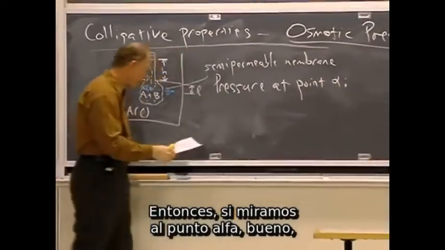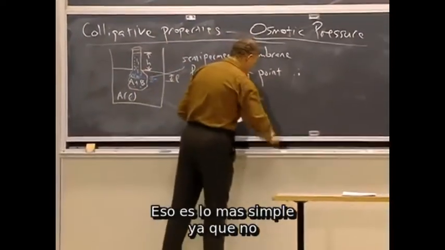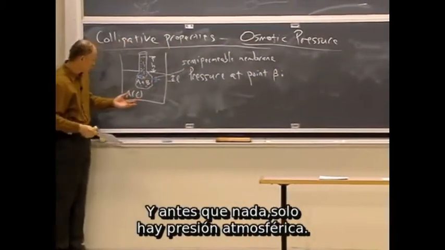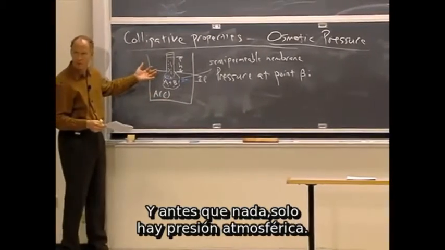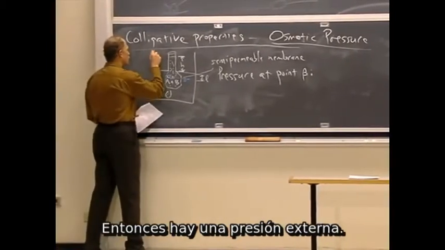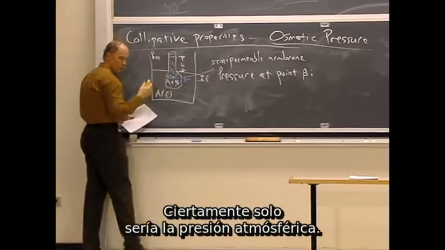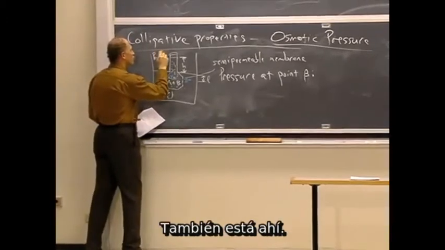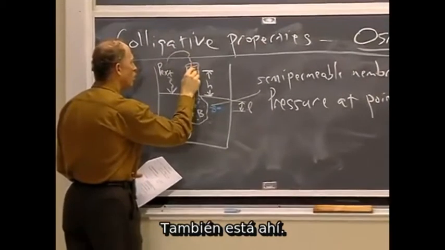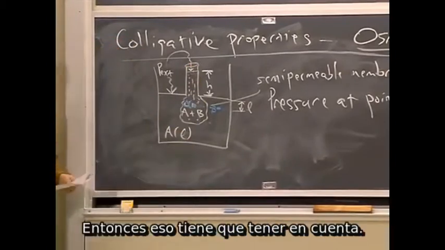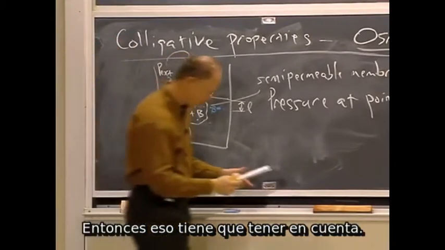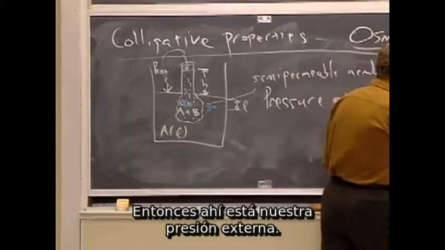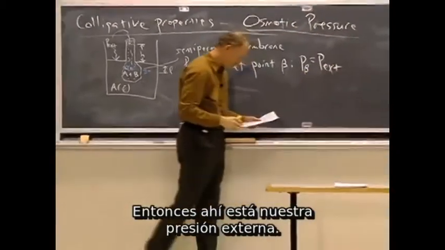If we look at point alpha, well, let's start at point beta. Actually, that's the simpler one since it doesn't have the additional liquid. And first of all, there's just atmospheric pressure, right? So there's an external pressure. Certainly, typically, it would just be atmospheric pressure. It's pushing down here. It's also there, right? So that has to factor in. So there's our external pressure.